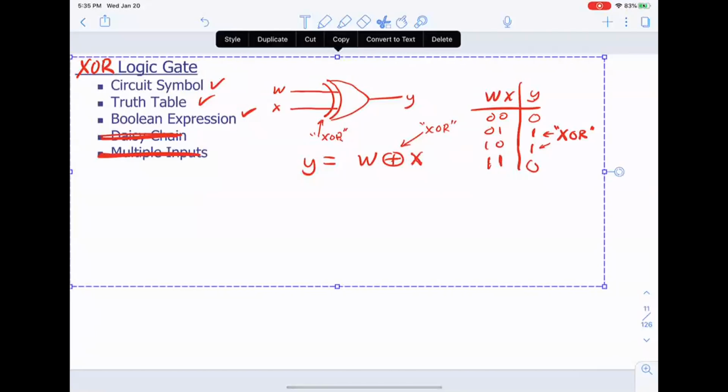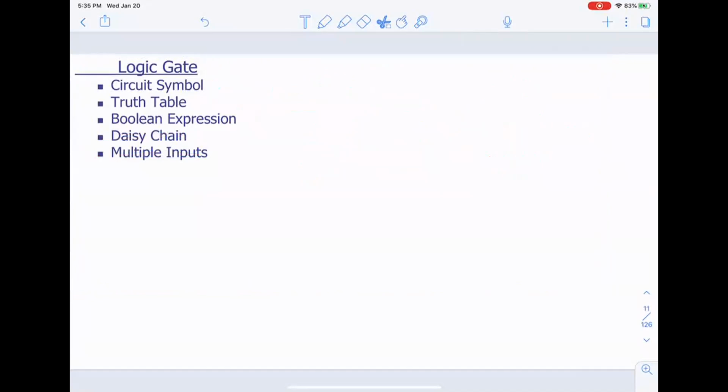And I'm just gonna delete that since I've already caught it on camera. The last circuit symbol we're going to talk about is a triangle with just a bubble. Somebody guessed it already, right? Let's just do input A, output C. The possible values of A are 0 and 1. The output here is 1 and 0.